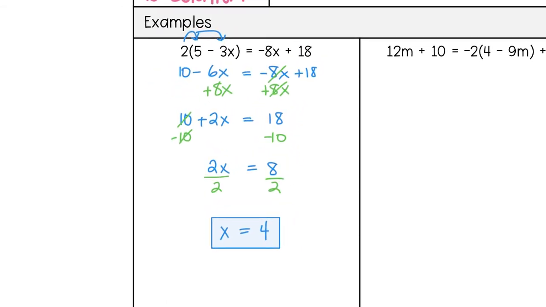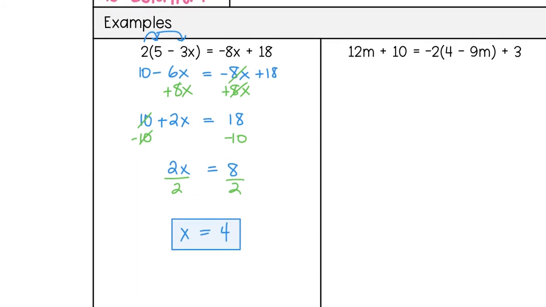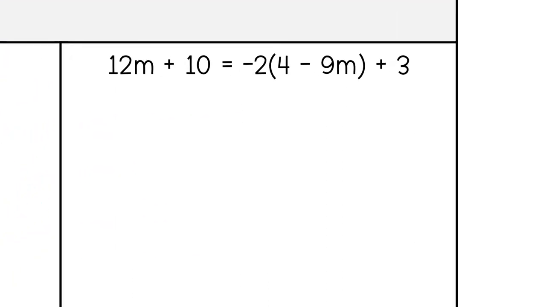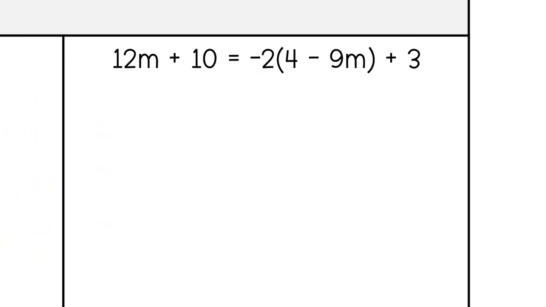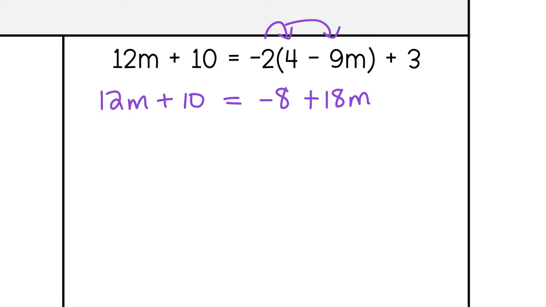Okay, let's look at another example. So the second one says 12m plus 10 is equal to negative 2 times (4 minus 9m) plus 3. So first things first is distribution anytime you see parentheses. So this negative 2 needs to get multiplied inside. So on the left side, it's going to stay the same. But on the right side, negative 2 times 4 is negative 8. Negative 2 and negative 9 gives me positive 18m. Then we still have our plus 3.